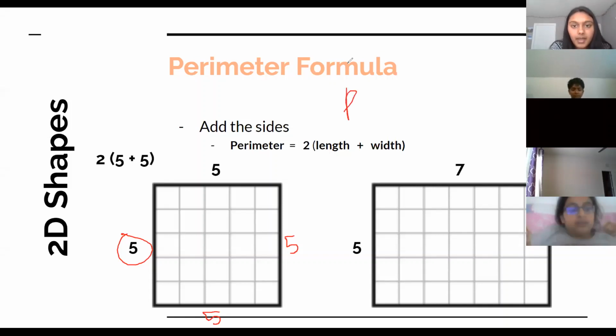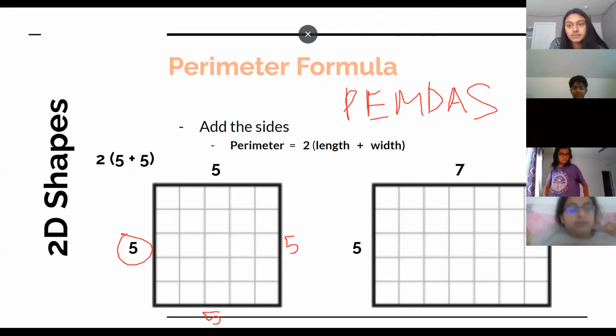So what's the first thing that we're gonna do in this equation? Whoever has the answer can put it in the chat. So are we gonna do this multiplication, these parentheses, or this addition first? You can also say it out loud if you want.